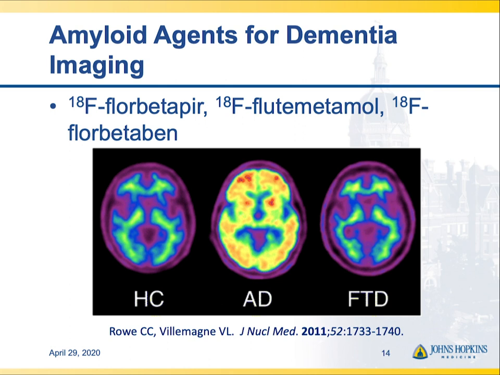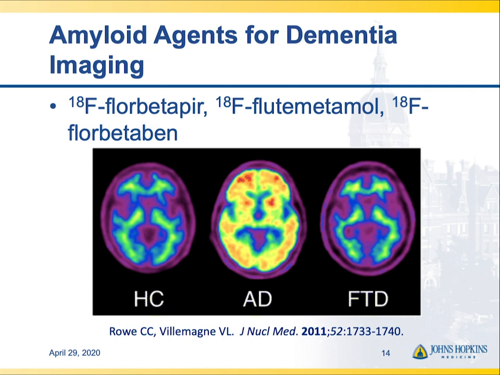The limitations of this are that it really only works for Alzheimer's disease, so other dementias don't typically show any abnormality with this agent. Here in this image from the literature, you can see there's a healthy control on the left, an Alzheimer's disease patient in the middle, and a frontotemporal dementia patient on the right. The healthy control and the frontotemporal dementia images look exactly the same. So again, we're sort of limited to just looking at Alzheimer's disease.